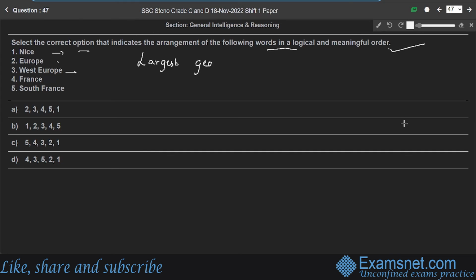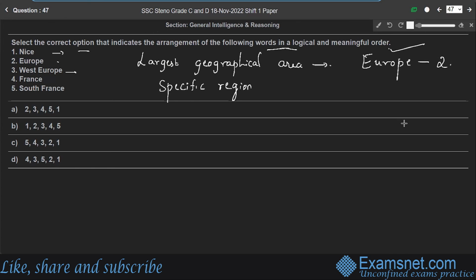Largest geographical area, which is Europe. Europe is the second word in the given question. So next comes narrowing down to a specific region in Europe, which is West Europe. West Europe is the third one.